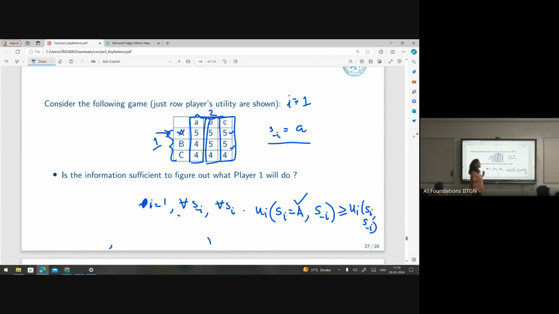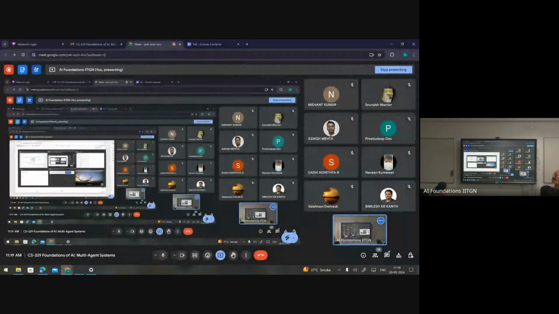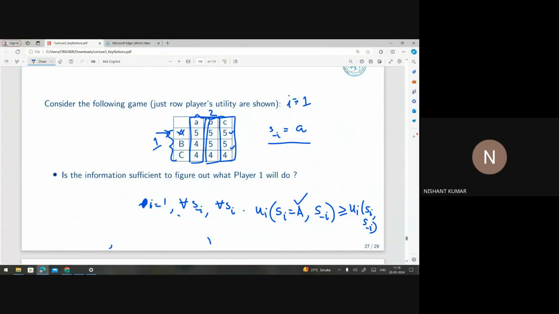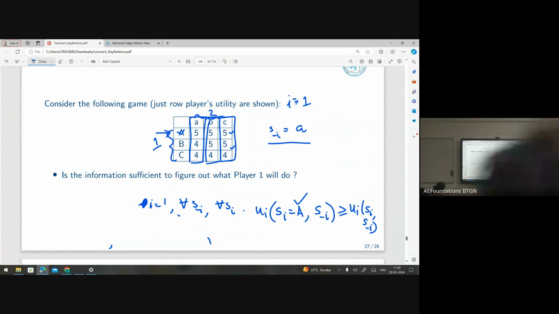I hope the one who asked the question, it is clear now that A is the dominant strategy that player 1 should play. Or is it still not clear? No, ma'am, still not clear. I'm not able to relate that. So what is your doubt exactly?